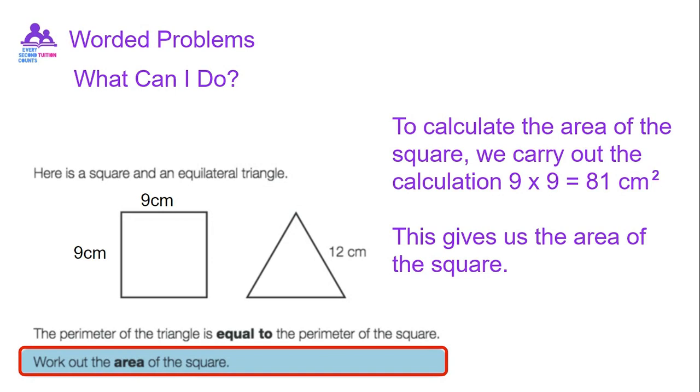And this brings me on to the question now. So after all the work I've done, after all the things I've seen, after all the things I've done, I get to working out the area of the square. And it's a very simple operation now. We can carry out the calculation 9 squared, or 9 times 9. 9 multiplied by 9, 81 centimetres squared. This gives us the area of the square.